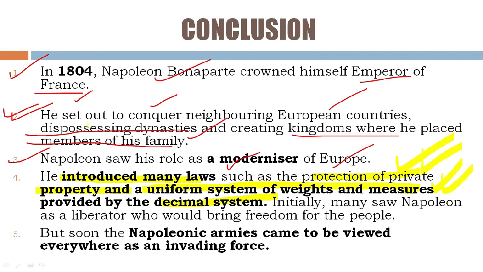Initially many people saw Napoleon as a liberator, when many people could not understand what his policies were all about, who would bring freedom for the people. But after that we see that Napoleonic armies came to be viewed everywhere as an invading force. Of course, he was invading different territories and annexing them.